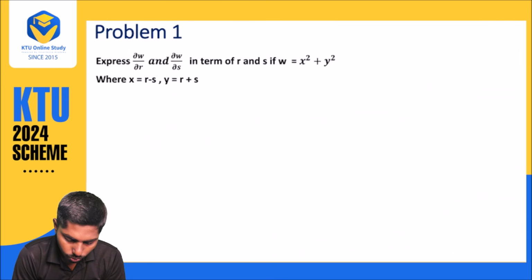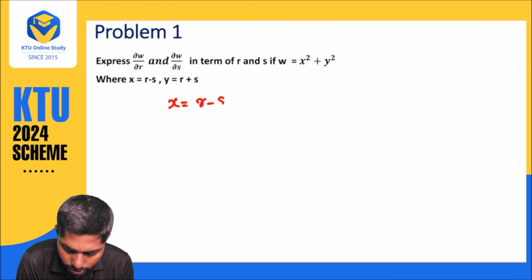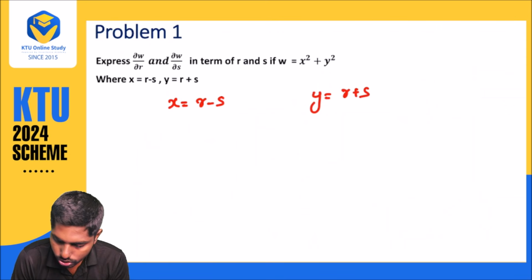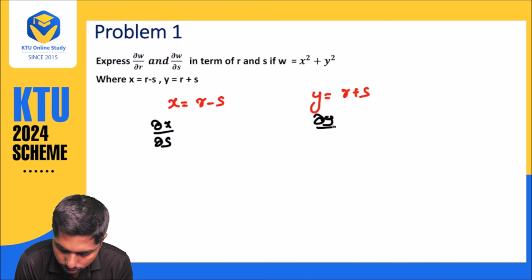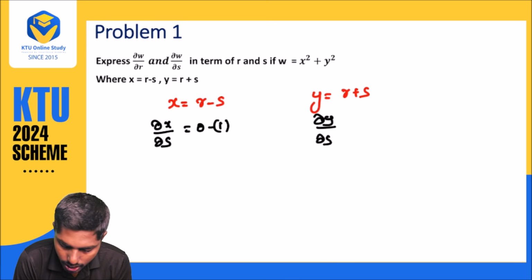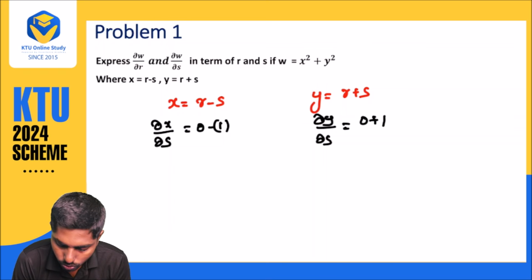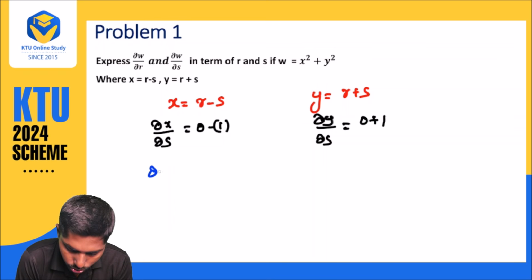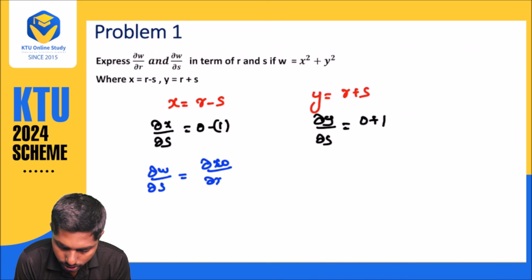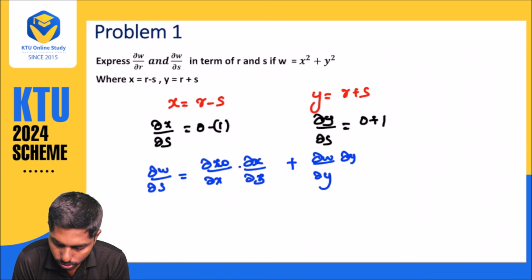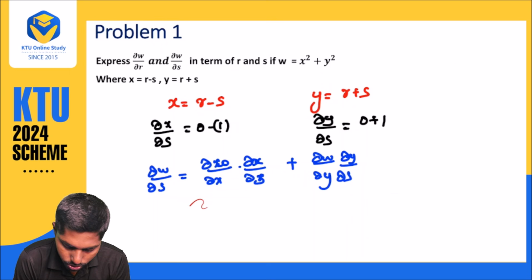So what is our x? x is equal to r minus s and y is equal to r plus s. So when we are taking ∂x/∂r and ∂y/∂r, what will happen? It will become 1 for x, and here it is nothing but 1. So our answer, ∂w/∂r is equal to ∂w/∂x into ∂x/∂r plus ∂w/∂y into ∂y/∂r. Just substitute the values and we will get the answer.